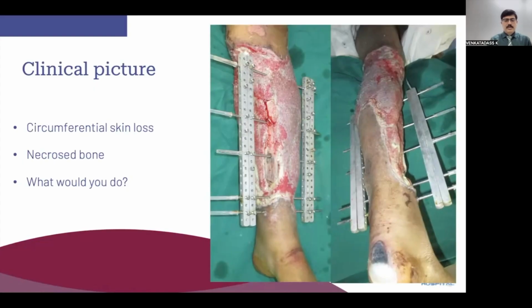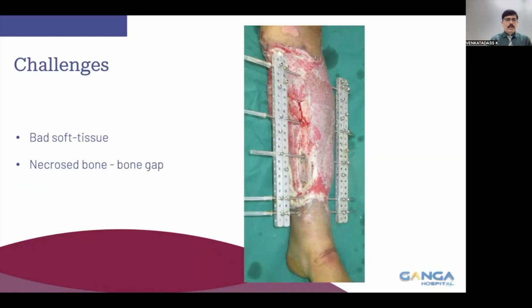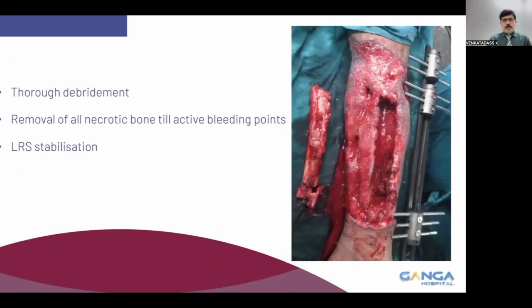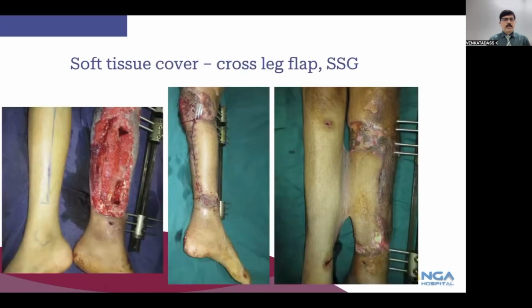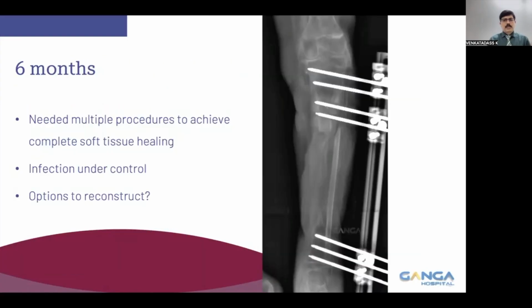And this is a challenging situation now because there is bad soft tissue. And when we do a debridement of the necrosed bone, there is going to be a bone gap. So a thorough debridement was done and we put on a frame on the lateral aspect. You can see that he was left with a residual bone gap of about 20 centimeters. It's a good idea to put a cement spacer in this situation. So this was in 2016. We did not use a cement spacer. He underwent multiple staged reconstructive procedures to get the soft tissue cover, following which is the 6-month follow-up X-ray.